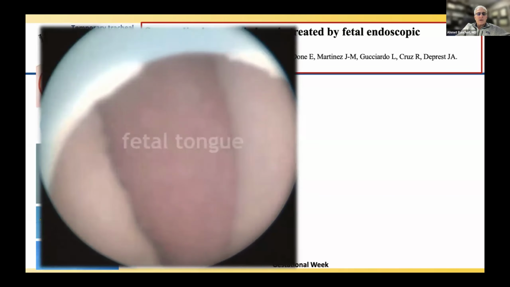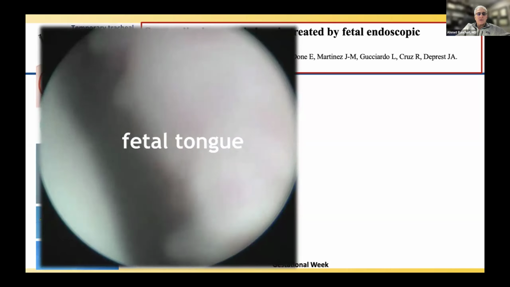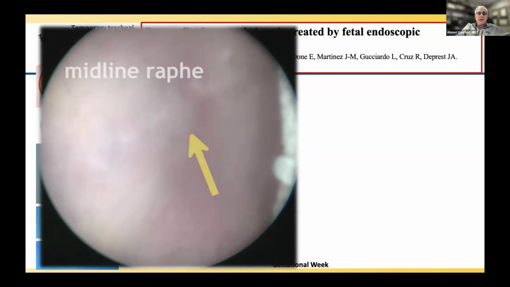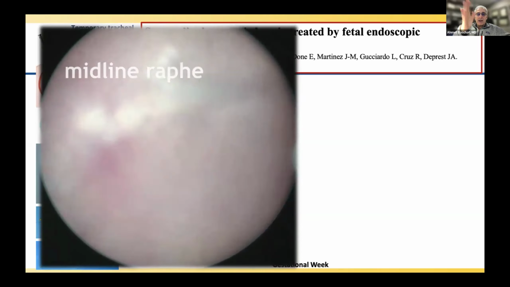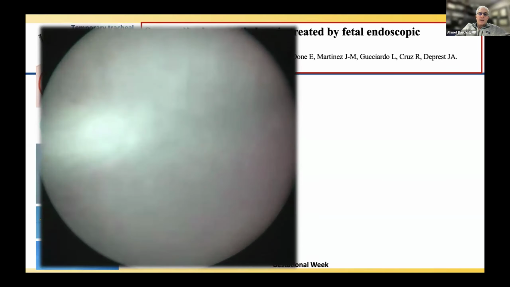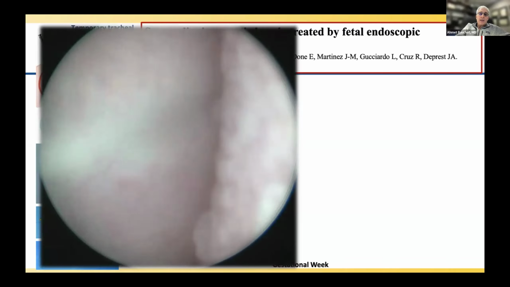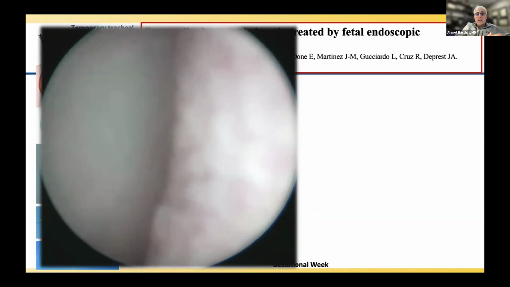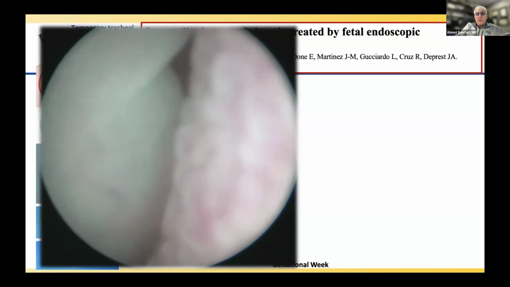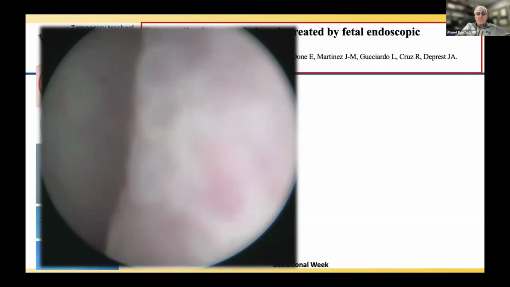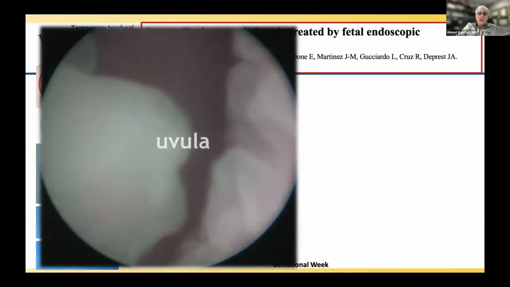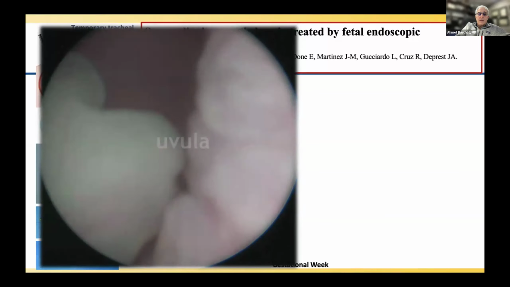This is a fetoscopy at 28 weeks. We're getting into the fetal mouth. The baby is paralyzed. Here is the midline raphe that tells us where the midline is. And we will follow that back towards the uvula. And because the baby is paralyzed, you can actually extend the oropharynx with saline instillation. And then we will basically advance past the epiglottis between the arytenoid folds and enter the fetal trachea.